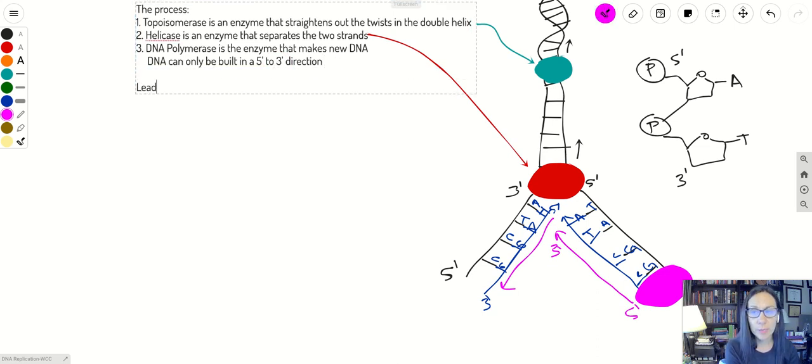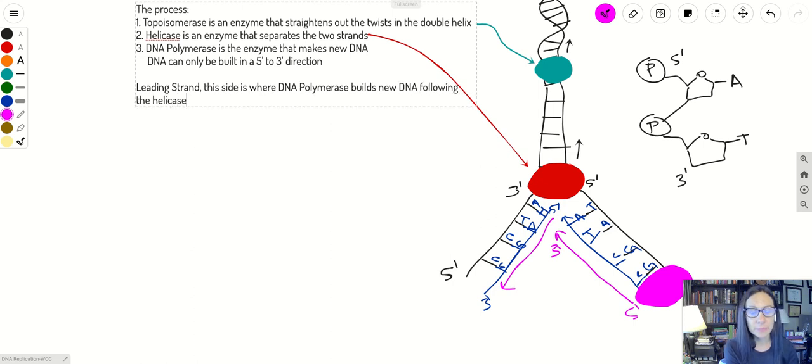There's two strands. One is the leading strand, and this side is where DNA polymerase builds new DNA following the helicase. Okay, so the helicase is unzipping, the DNA polymerase is right behind it, building new DNA. The other side, however, is called the lagging strand.